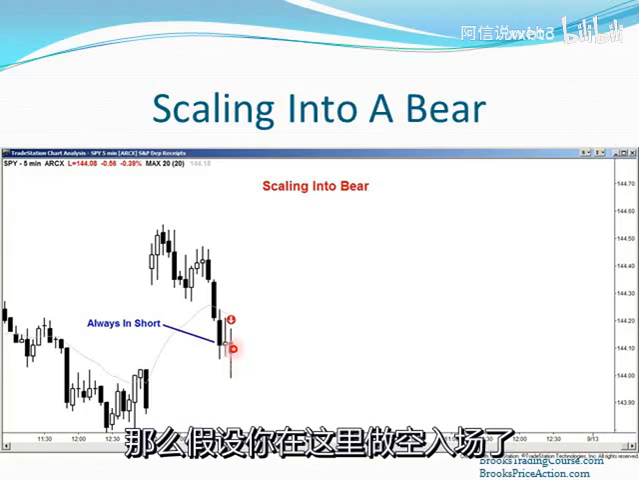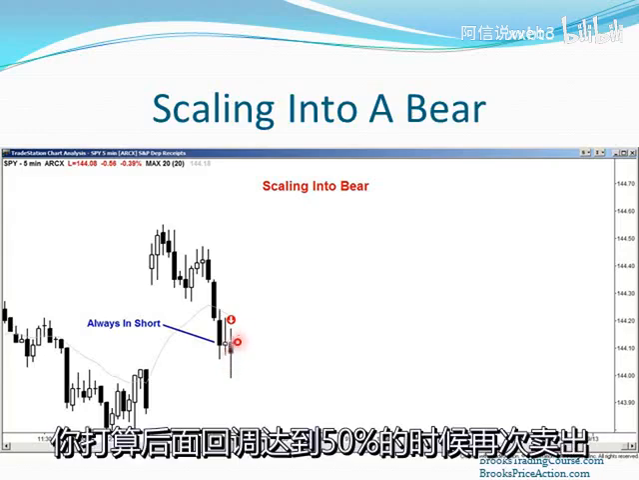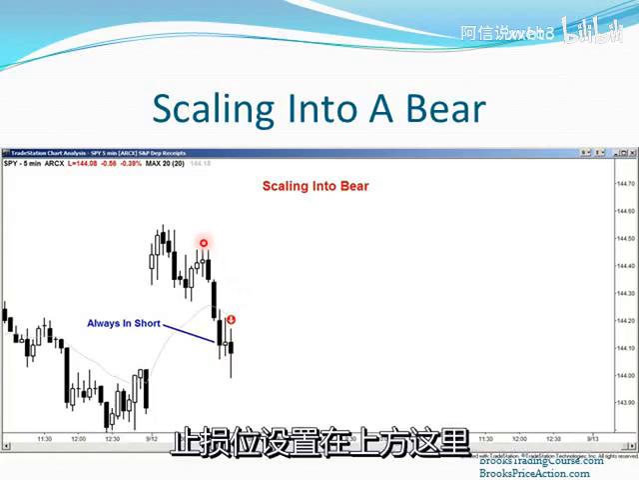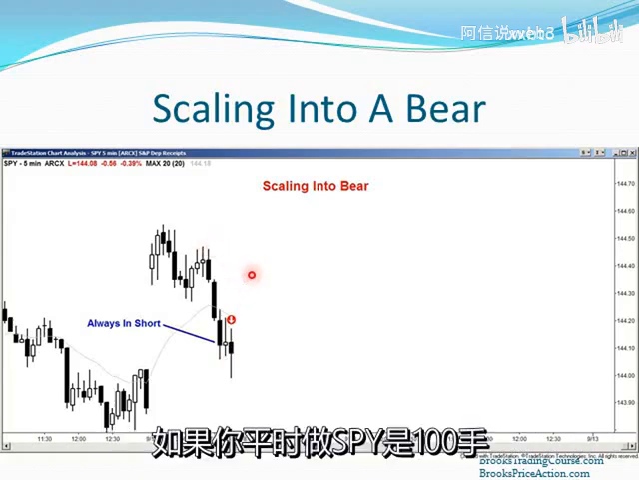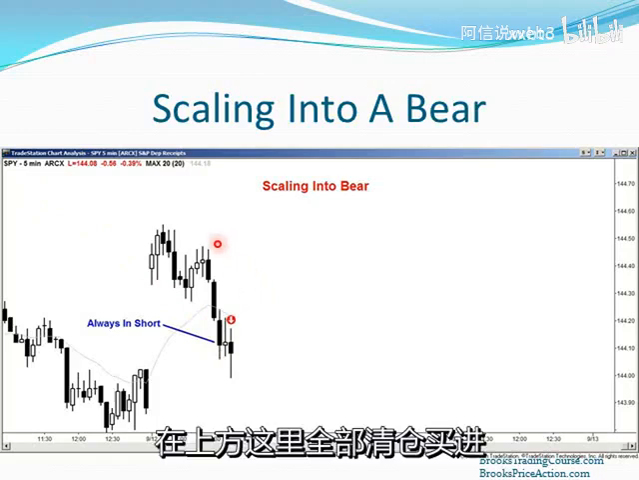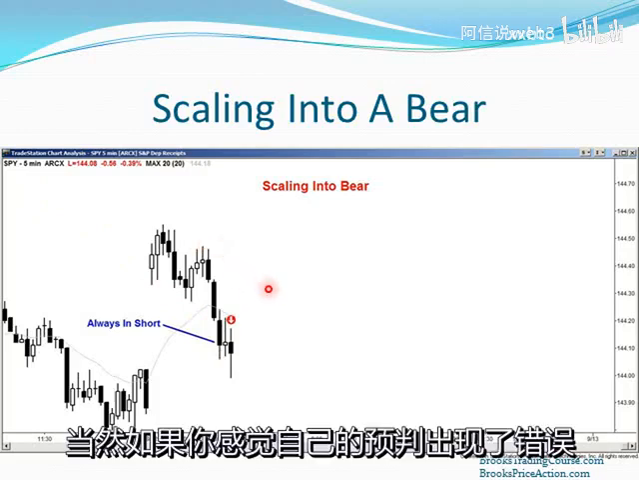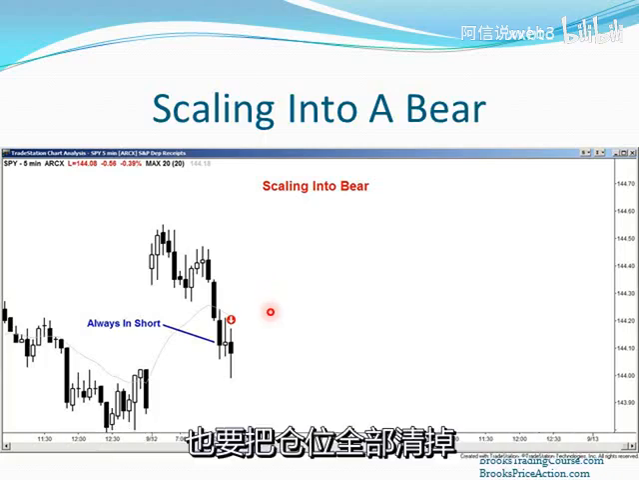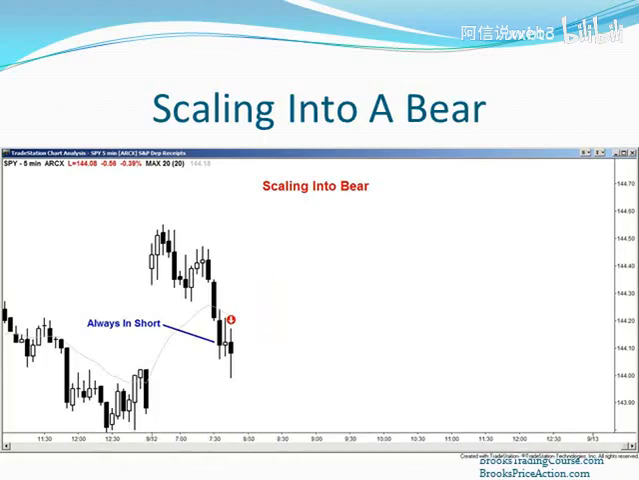But let's say, for argument's sake, you took the short and you're willing to sell higher, maybe on a 50% pullback with a stop up here. So if you normally trade 100 shares of the spider, maybe you shorted 100 here, planning on putting another 100 here and exiting everything up here. But you'll also exit if your premise is no longer valid.